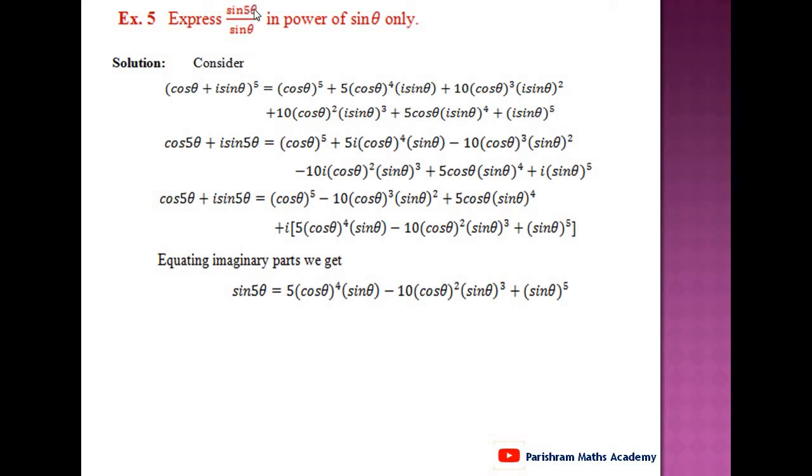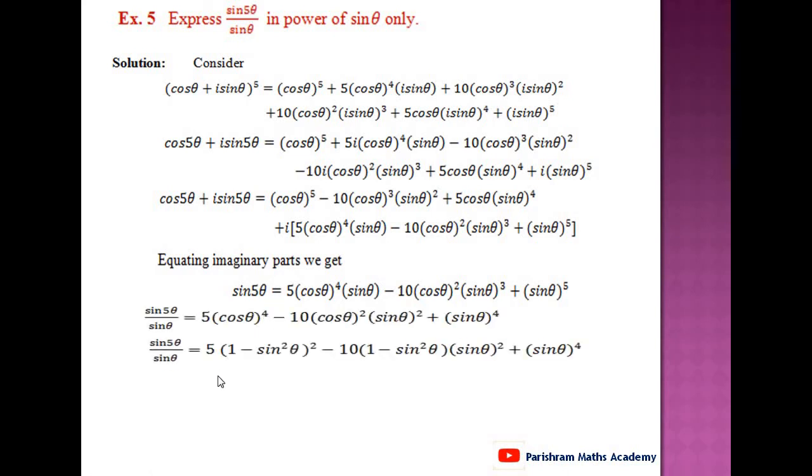To find the expansion of sine of 5 theta upon sin theta, we can divide it by sin theta. Therefore sine of 5 theta upon sin theta equal to 5 cos theta bracket raised to 4 (sin theta cancels) minus 10 cos square theta into sin theta bracket square plus sin theta bracket raised to 4. Now we know that the value of cos square theta is 1 minus sin square theta, and the value of cos theta bracket raised to 4 is the same as 1 minus sin square theta bracket square.